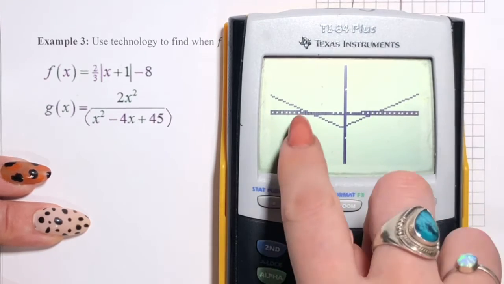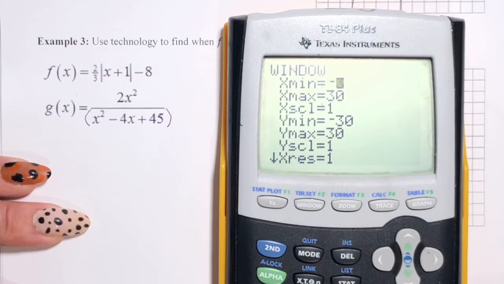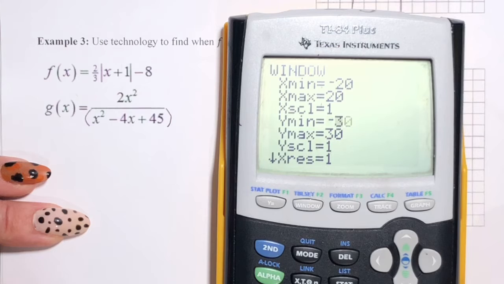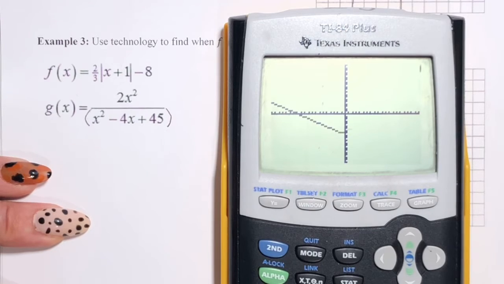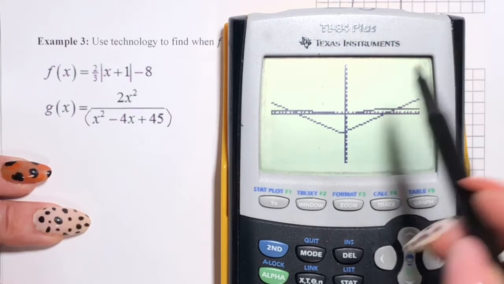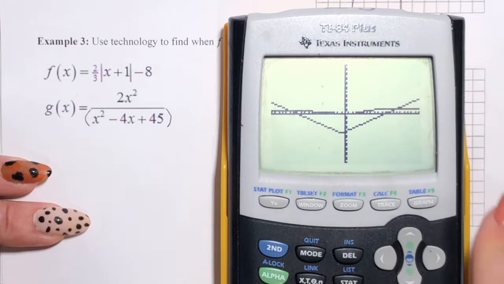So I'm actually going to zoom in a little bit more so we don't have it so far out. So let's go -20 to +20. You might have to mess around with this a little bit until you get the window how you like it. If you're on Desmos, you can just zoom in and out on the screen, which is kind of convenient. Okay, so there's an intersection and there's our other intersection, so we can see a little bit better with that window.